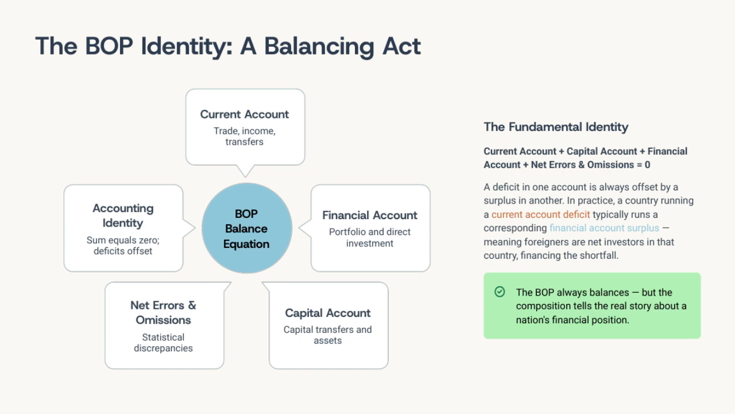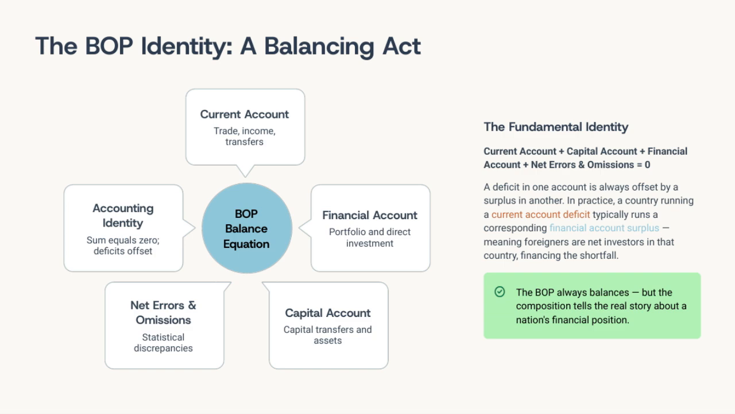What this means is that if one part of the BOP shows a deficit, another part will show a surplus. For example, if a country runs a current account deficit, it's usually offset by a surplus in the financial account. That surplus indicates that foreigners are investing in that country, financing the shortfall. It's important to remember that the sum of the current account, the capital account, the financial account, and net errors and omissions always equals zero. This is what we call the fundamental identity of the BOP.